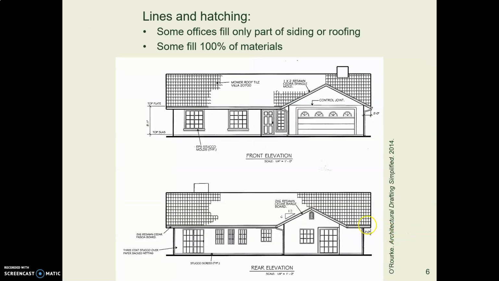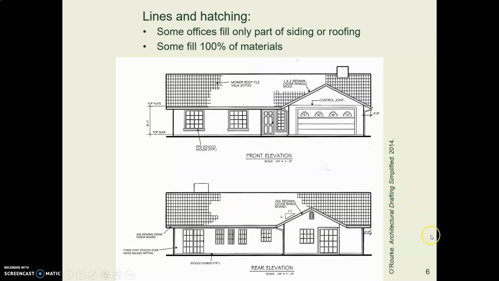Then you will use thin lines, thin or very thin lines, to draw the siding and roofing and so forth. What you will notice is that some offices like to draw, think of it as like hatching. Some offices like to hatch just a part of a roof or a part of a siding and leave the rest of it open. Other offices like to fill in 100%, they just draw everything. And sometimes it's actually faster just to draw everything.